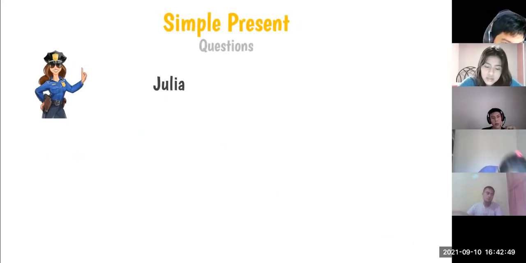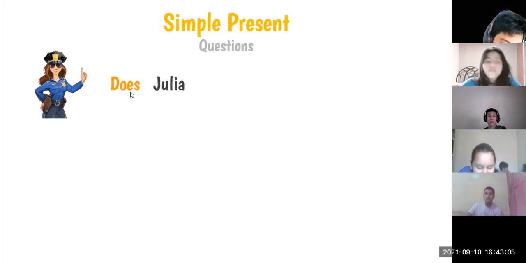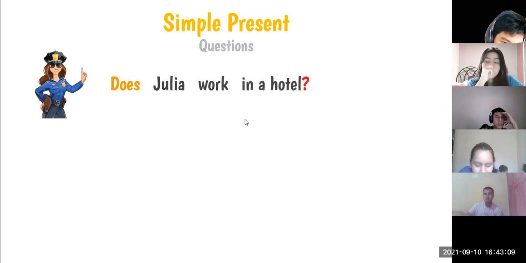Okay, and then we have the question form. ¿Qué podríamos decir acerca de Julia? ¿Cuál sería nuestra pregunta? En el presente simple. Does Julia work as a police officer? Okay, very good. Does, we need does, the auxiliary verb, right? Does Julia work in a hotel?